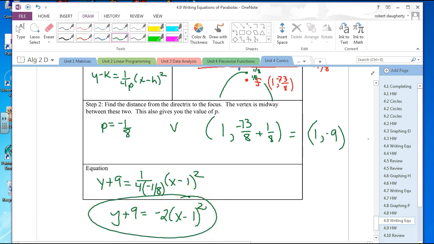That's probably as hard as these get. You just have to keep in mind that the vertex to the focus, or the vertex to the directrix, is P. I did not cover it, but the distance from the directrix to the focus is 2P. So if you knew that was what this one was, you knew 2P, divided it in half to get P, and then derived the vertex.